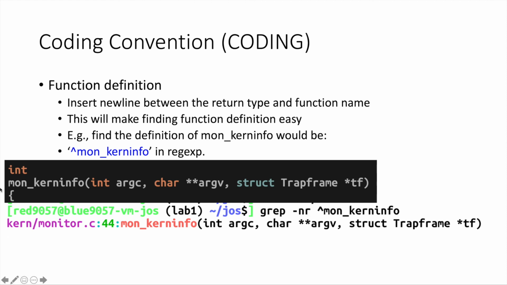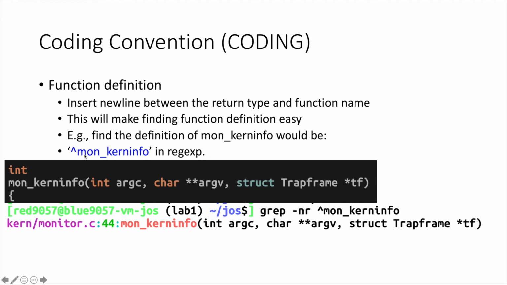By doing this, we can find where this function is defined by using a simple regular expression. In terms of regular expression, this character means the start of the line, and if this name is at the start of the line, then that will definitely be the definition of the function. The reason is, think about when we use this function: in our coding style, we will have a brace and a tab. So when you call a function like mon_kerninfo, at least you will have one indentation level before the function name.